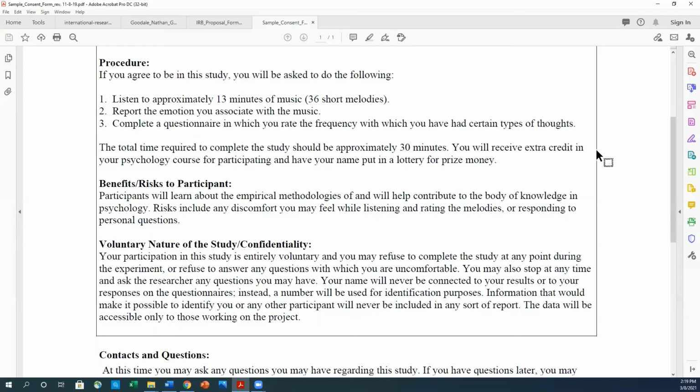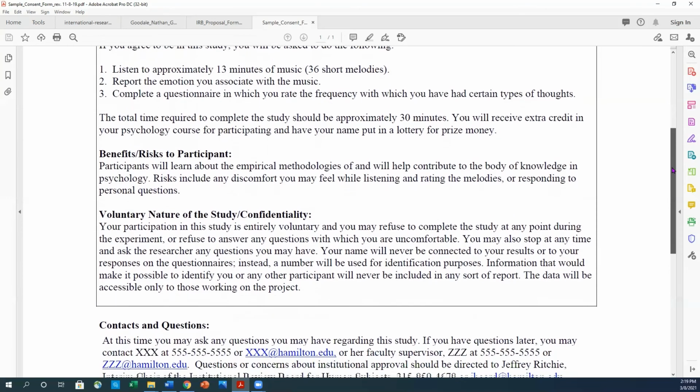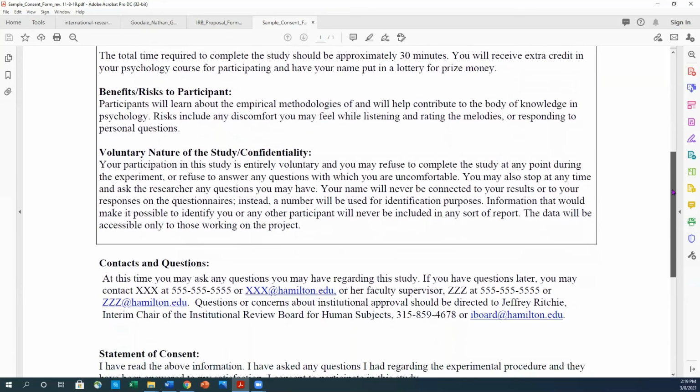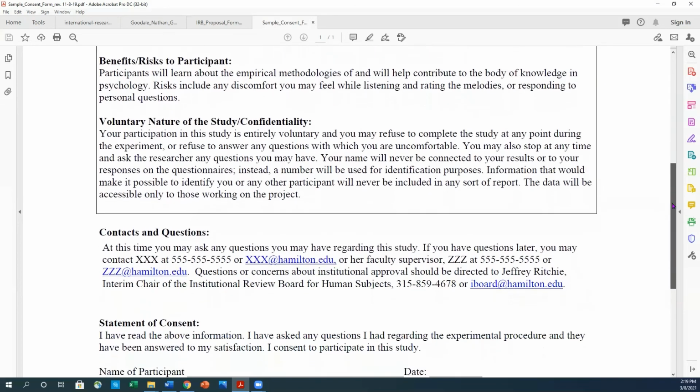Also, if you're going to be doing any sort of research where there are potential emotional triggers for your participants, you need to clearly state that there. They need to know this because they can decide for themselves, yes or no, whether they want to participate. The next section, the voluntary nature of the study, rarely, if ever, changes. The language that you see right there is pretty much required by law. So that's going to be there all the time.